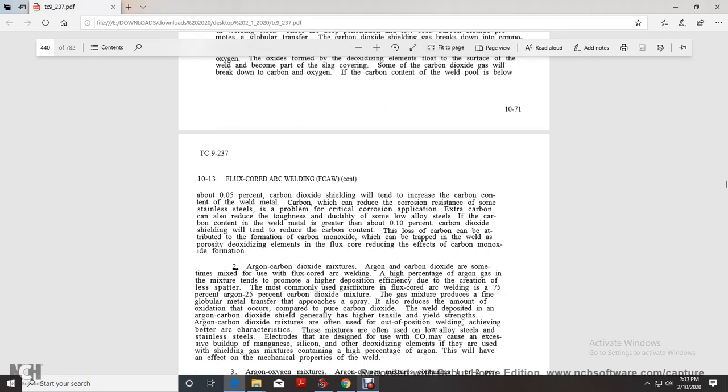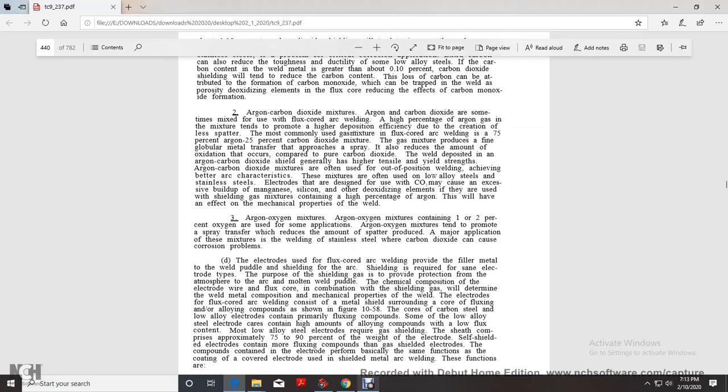This is a problem with some stainless steel in critical corrosion applications. The extra carbon will also tend to reduce the toughness and ductility of some low alloy steel. With a carbon content in the weld metal greater than 100 percent, the carbon dioxide shield will tend to reduce the carbon content. The loss of carbon can be attributed to the formation of carbon monoxide, which can be trapped in the weld as porosity. Deoxidizing elements in the flux core reduce the effect of carbon monoxide formation.